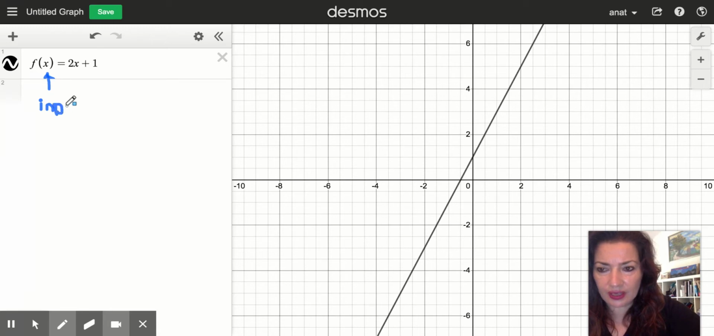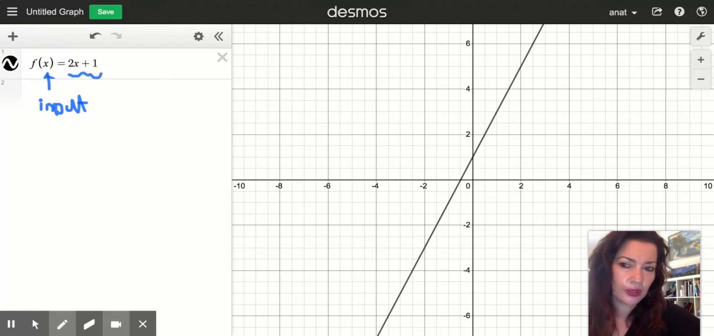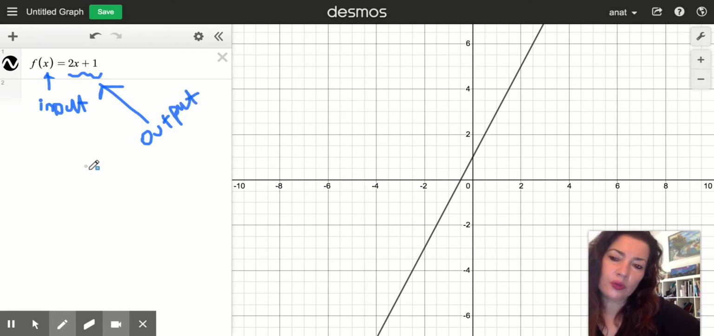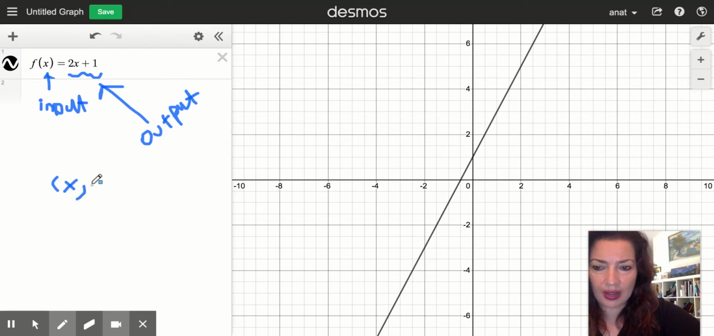And everything after I input, 2x plus 1, after I input whatever value I want to, that is our output value. So again, our input is the x and our output is the 2x plus 1 in this case. What does that mean? Well, we can rewrite this in a different way. We can rewrite an input as an ordered pair. In other words, x is our input and y is the output.